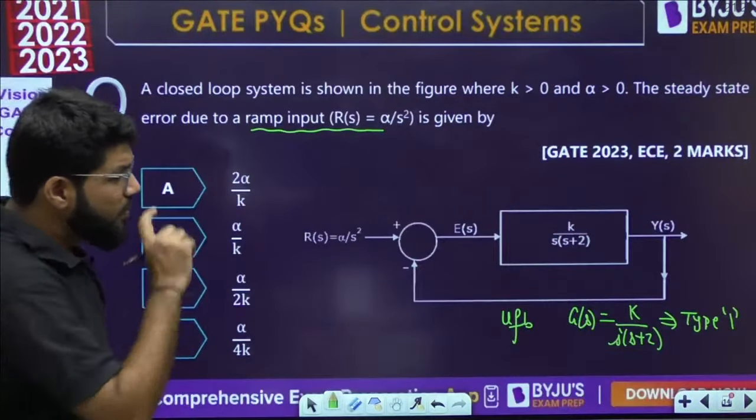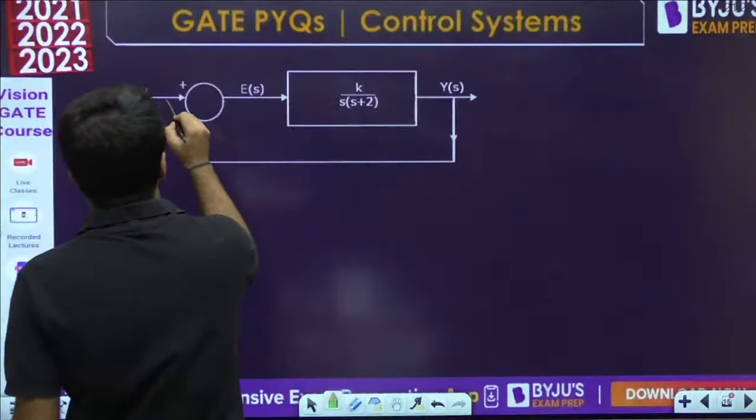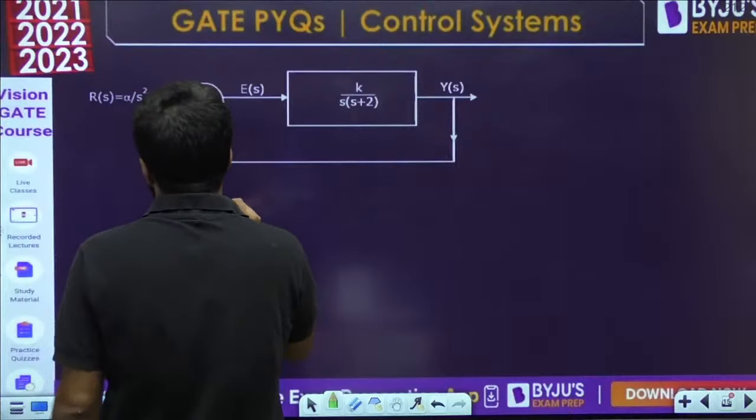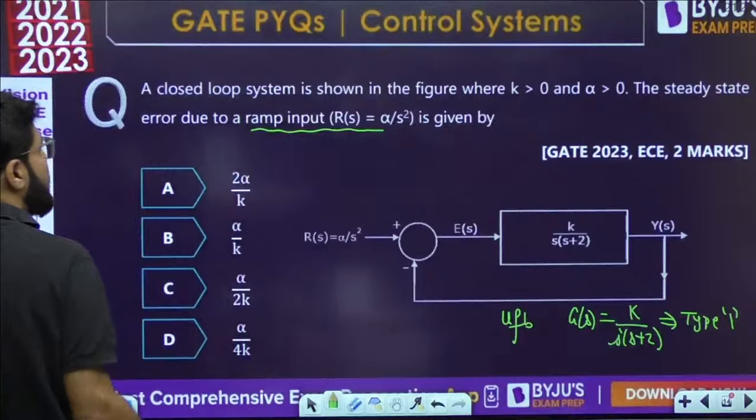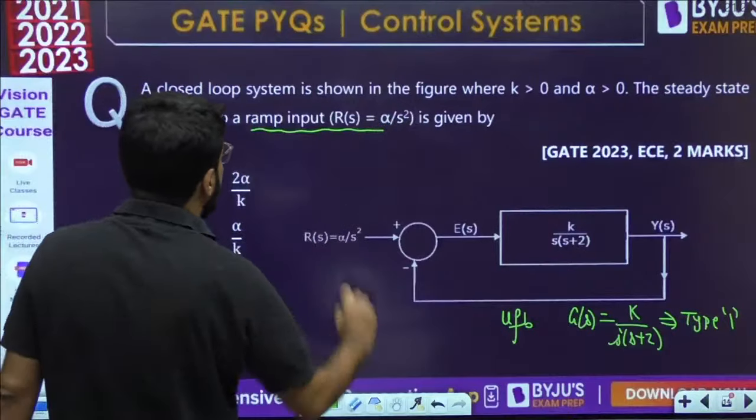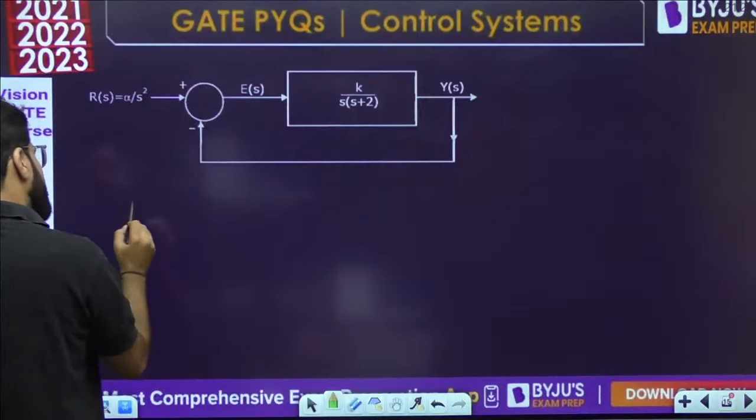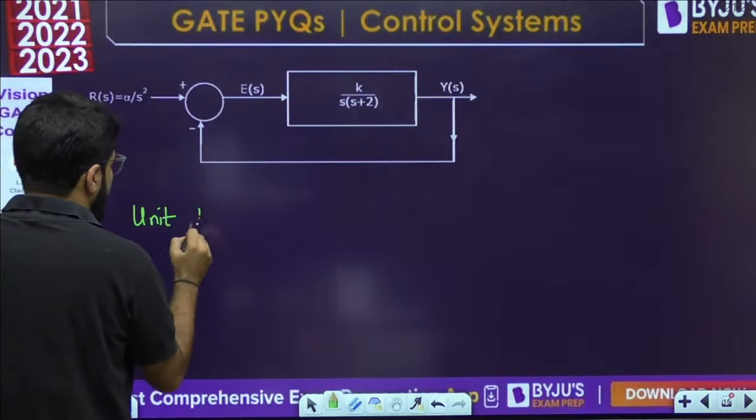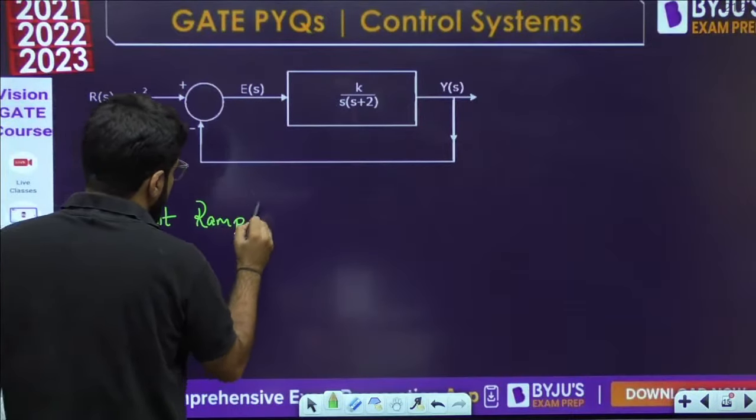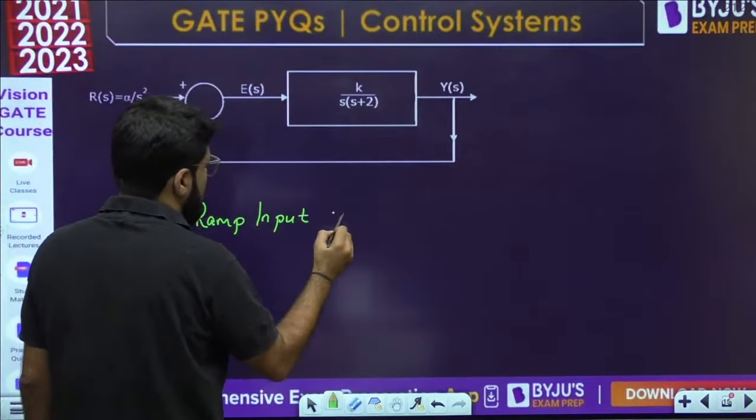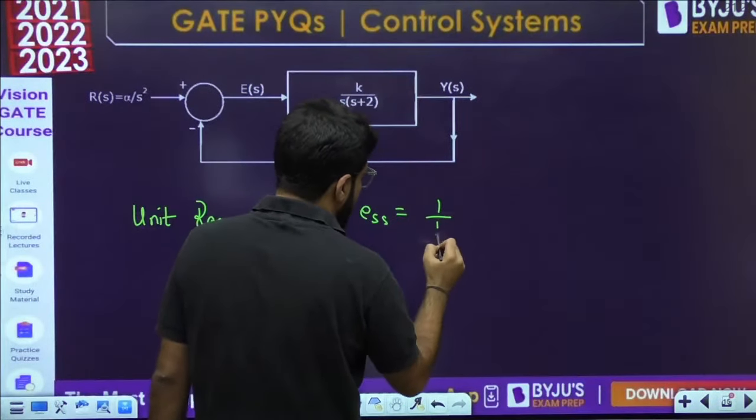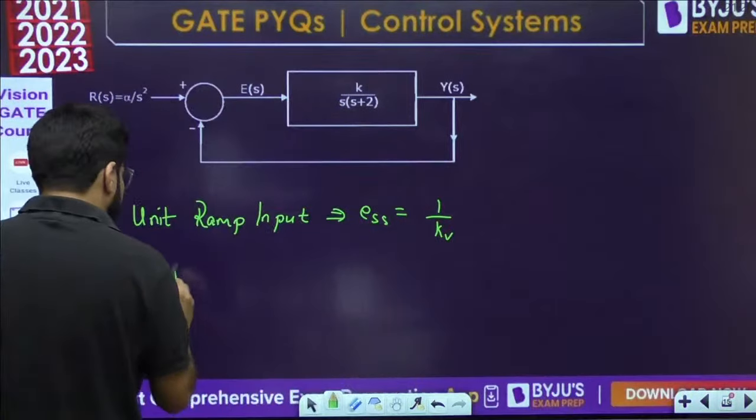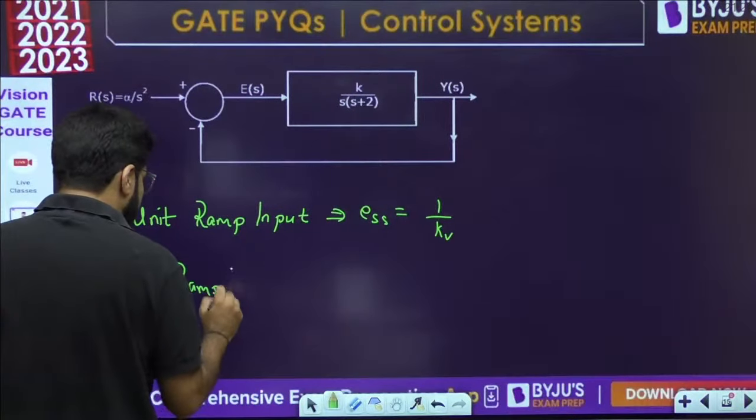Okay, now because it is type 1, and we need to calculate the error due to ramp input alpha by s square. Not unit ramp, unit ramp would be 1 by s square. Okay, so if it is unit ramp input, then the steady state error is given by 1 upon Kv, okay? But here the ramp input that is given to you is alpha by s square.